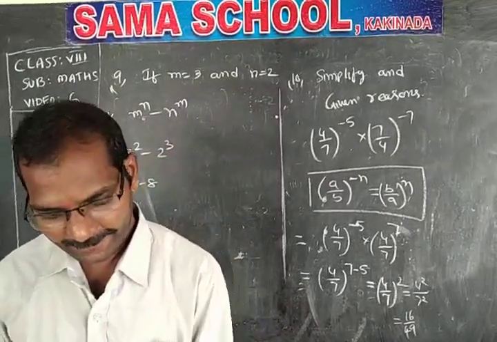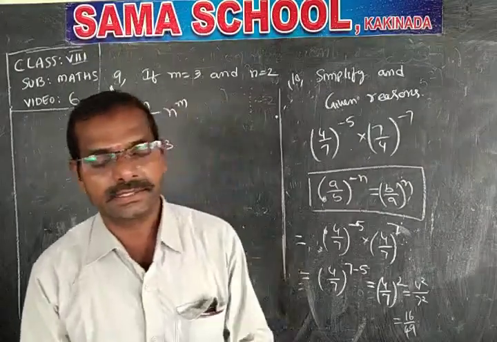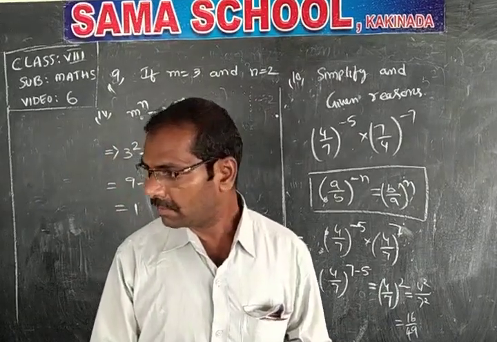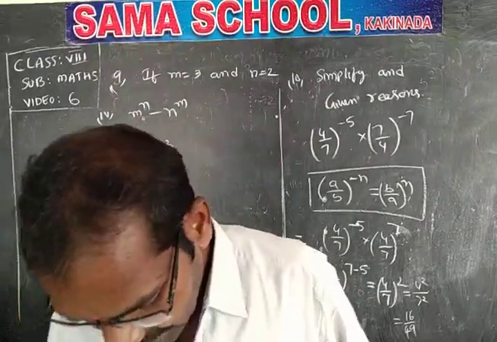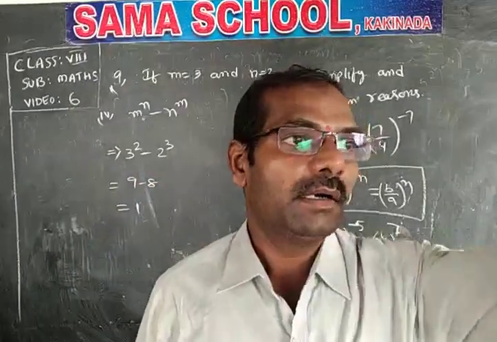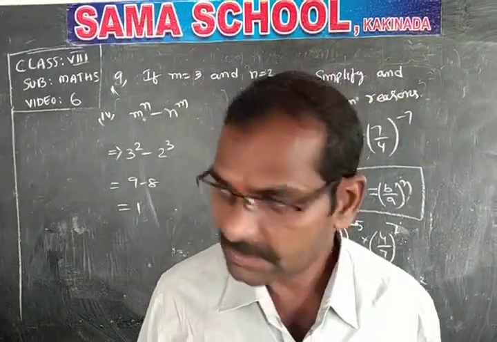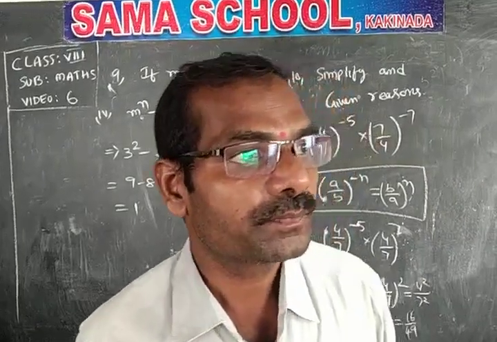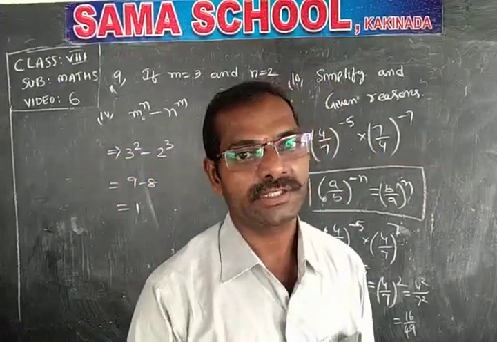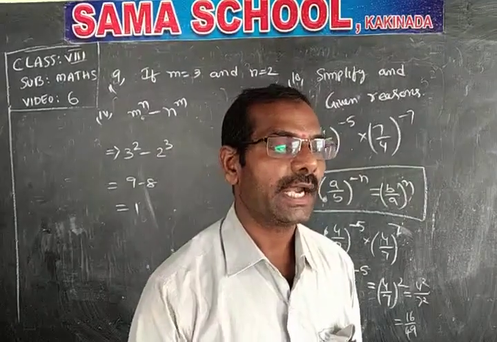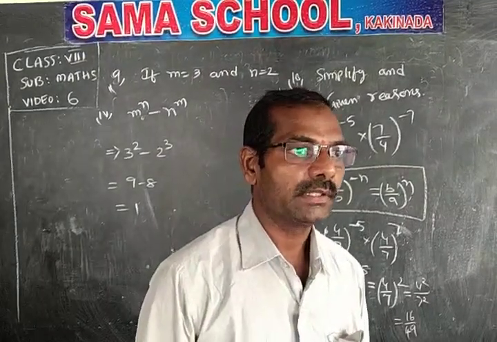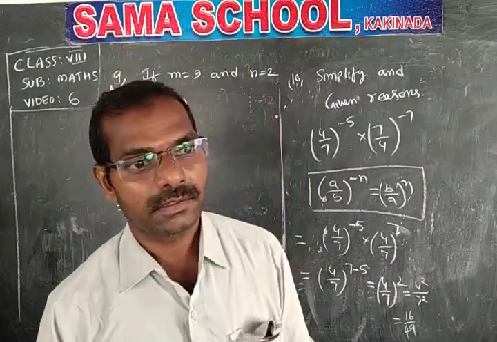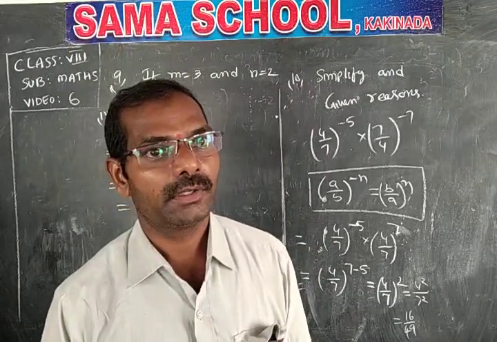In the next exercise I will complete. Before starting that exercise, you have to know standard form or scientific notation of numbers. This standard form or scientific notation means every very big number, that means greater than 1, or a number that lies between 0 and 1.